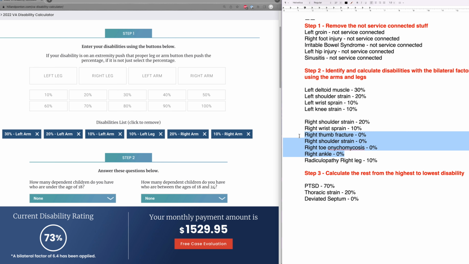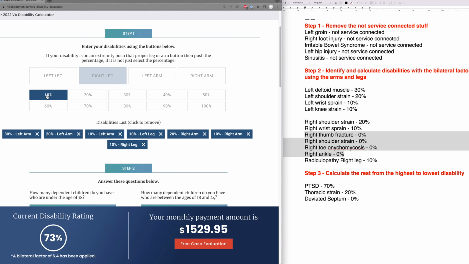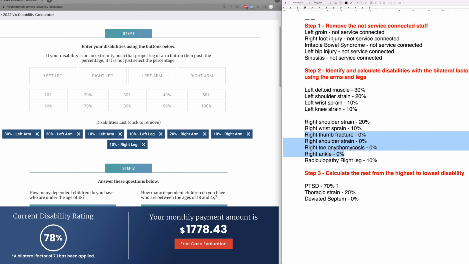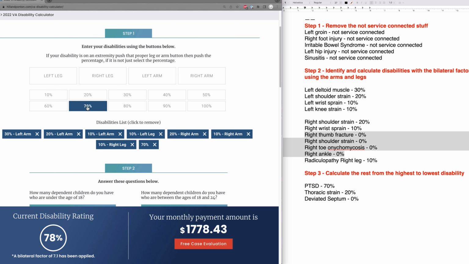All these don't matter because they're 0%. Radiculopathy right leg. So right leg, 10%. That's going to put this at a bilateral factor of 7.1. Then we go highest to the lowest. PTSD, 70%. Thoracic strain, 20%. And that's going to leave us at 94%, and the bilateral factor of 7.1 has been applied. So your 94%, that's rounded down to 90%.